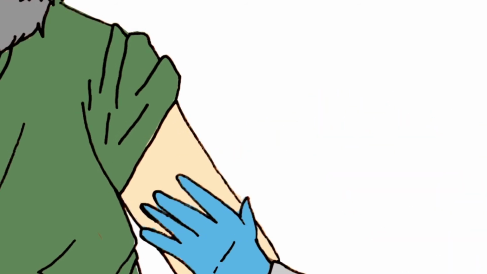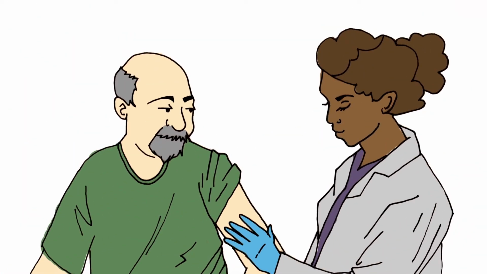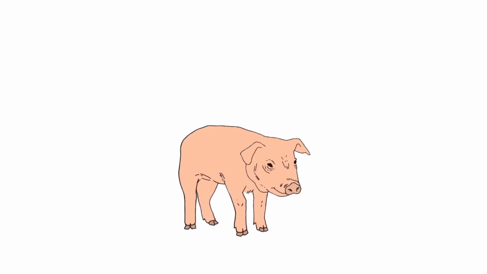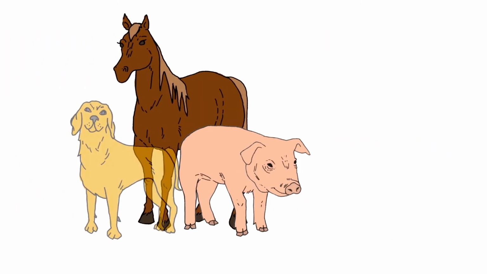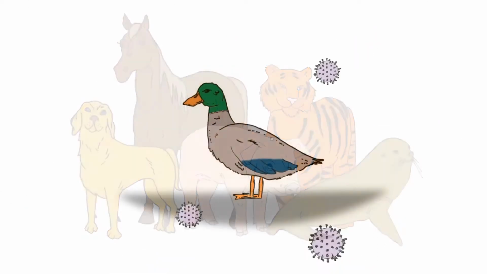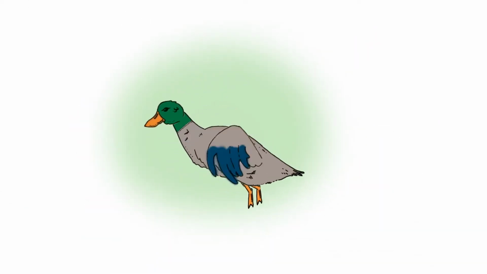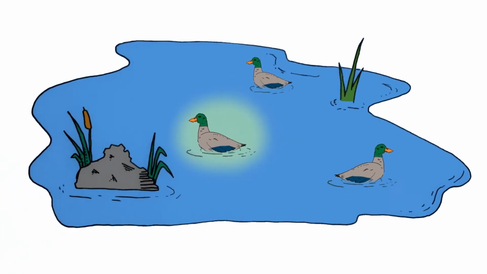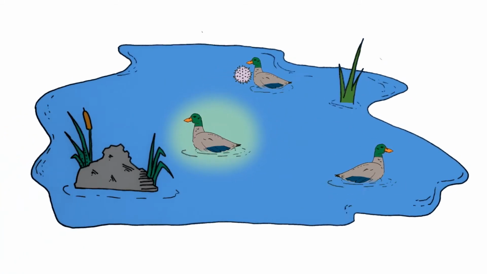Flu virus doesn't just infect people. Lots of different animals can also get flu, such as pigs, horses, dogs, tigers, and even seals. We think that ducks and other water birds are the natural hosts of flu. They get infected and spread the virus, but don't normally get ill.